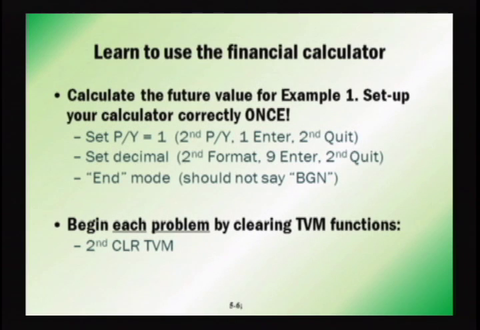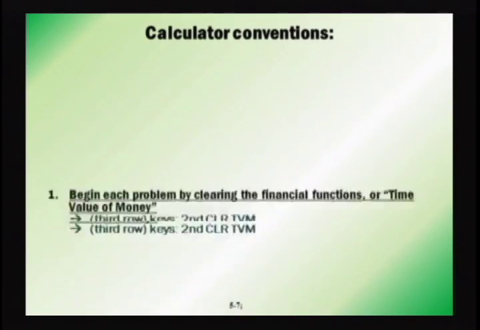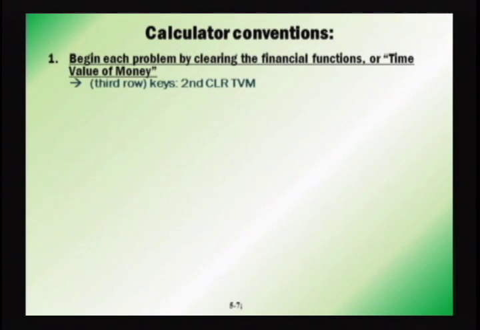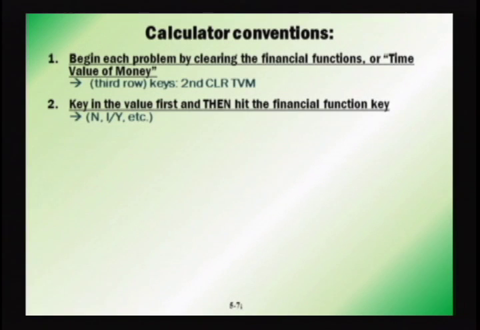Some things to remember with your calculator. Always begin each problem by clearing the financial functions, or that third row. I just showed you how to do that. Second, clear time value of money. Your calculator will remember numbers from previous problems. Without clearing those numbers, again, you'll get some inaccurate answers and you'll wonder what's going on. Key in the value first, then hit the financial function key. For example, if I have an interest rate of 9, I would press 9, then press the I over Y. If I have a period of 1, I would press 1 and then press the N.